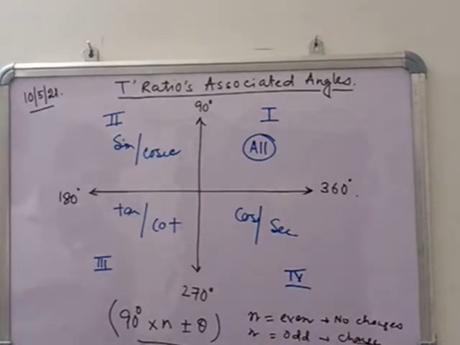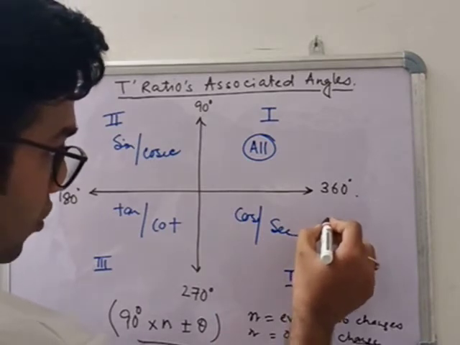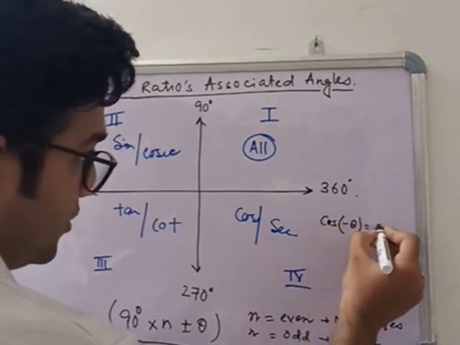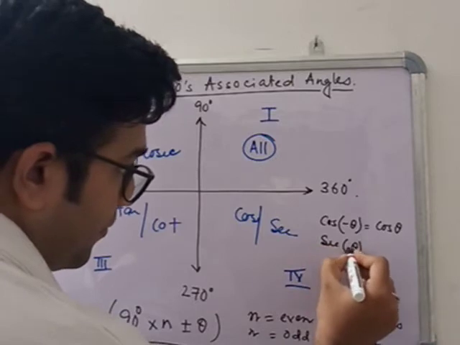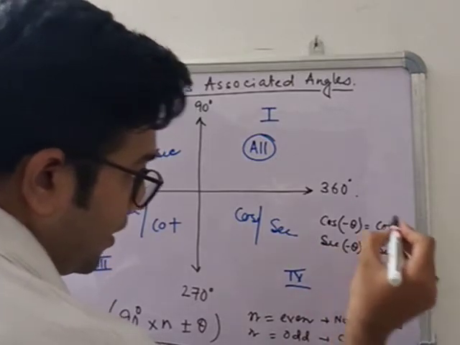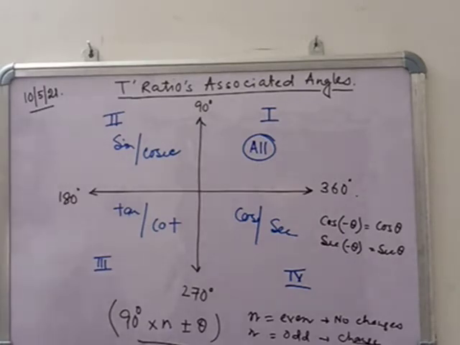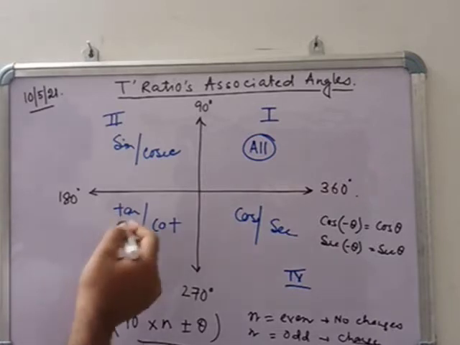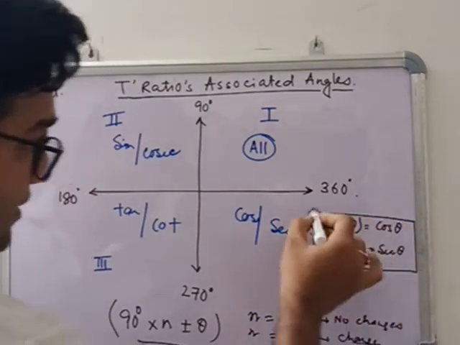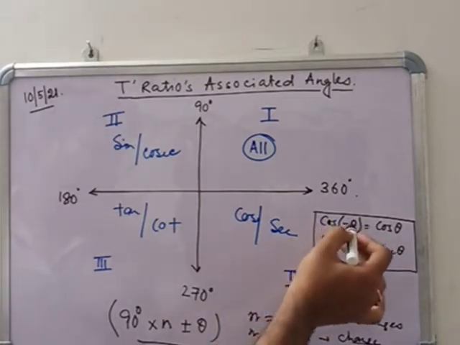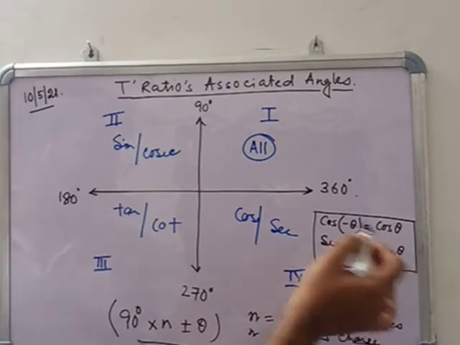And one more thing, in cos and sec, cos of minus theta equals cos theta, and sec of minus theta equals sec theta. But for the others, sine of minus theta equals minus sine theta, and tan of minus theta equals minus tan theta. These are different, but only for cos and sec, cos of minus theta equals cos theta and sec of minus theta equals sec theta.